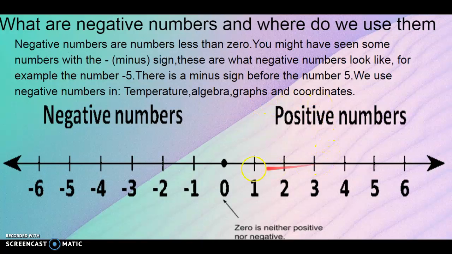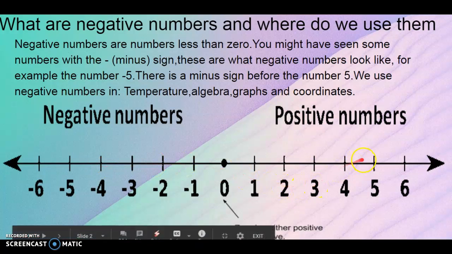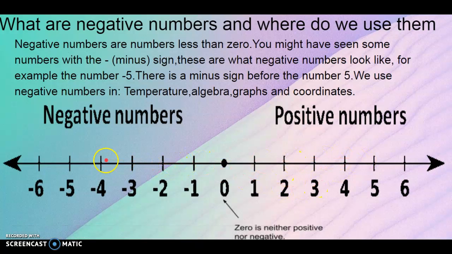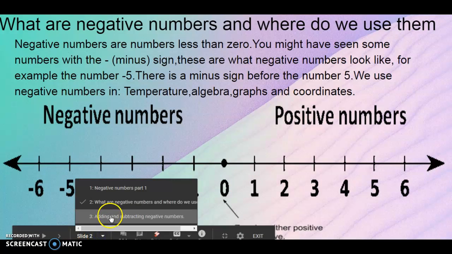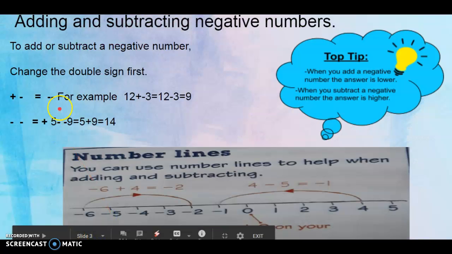This is our number line. Positive numbers, negative numbers, higher numbers, lower numbers. 0 is always neutral. 0 is neither positive nor negative. It's always neutral. To add and subtract negative numbers, we have to change the double sign first.